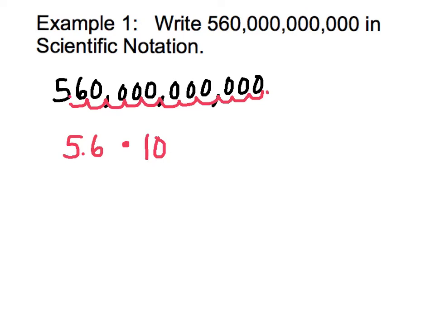Okay, so in order for us to do that, we need to count how many places we had to move our decimal to get it to be in between the 5 and the 6. So if I start here and count how many places I moved it, 1, 2, 3, 4, 5, 6, 7, 8, 9, 10, 11, that tells us that our exponent on the 10 will be the 11th power. So the number 560 billion, written in scientific notation, is 5.6 times 10 to the 11th power.